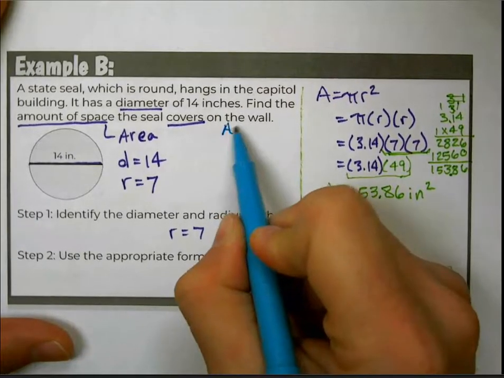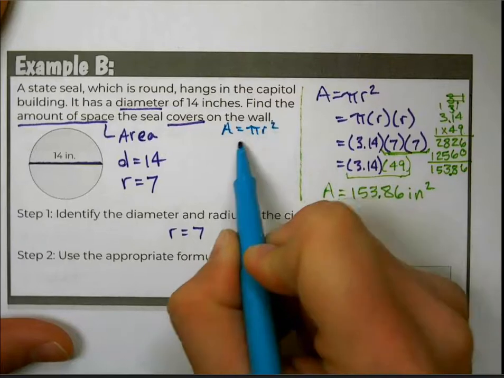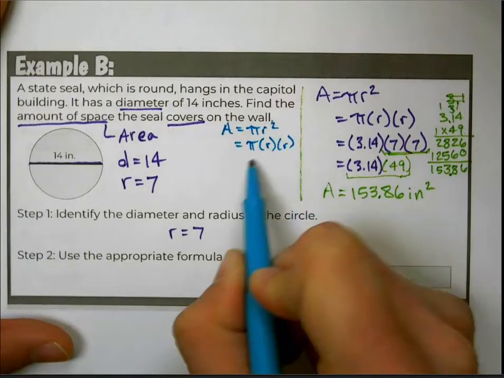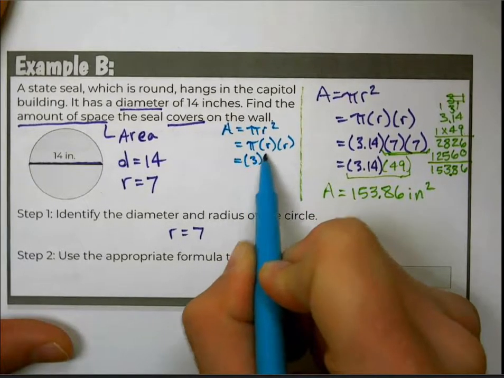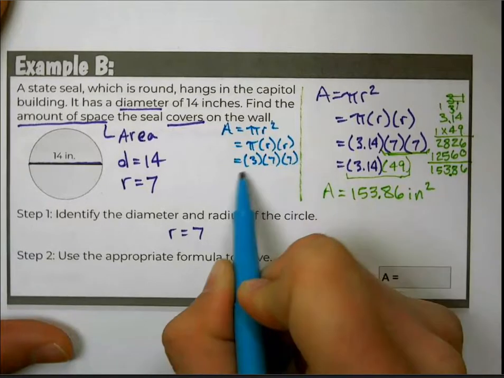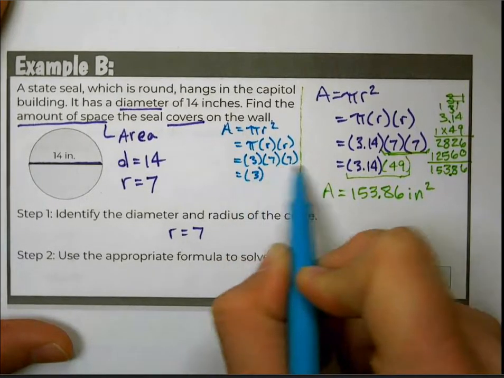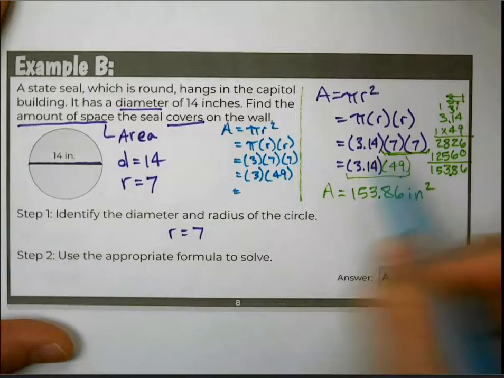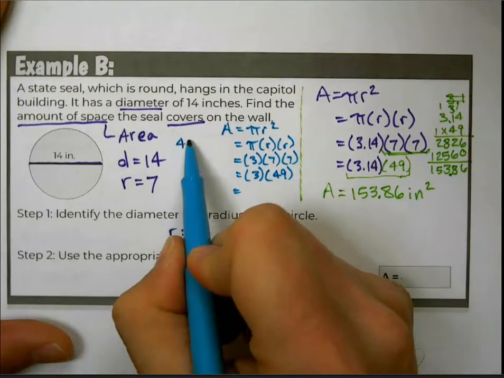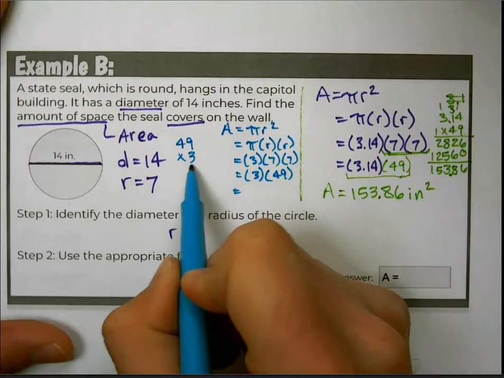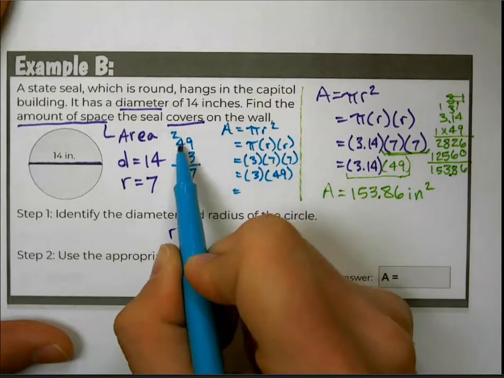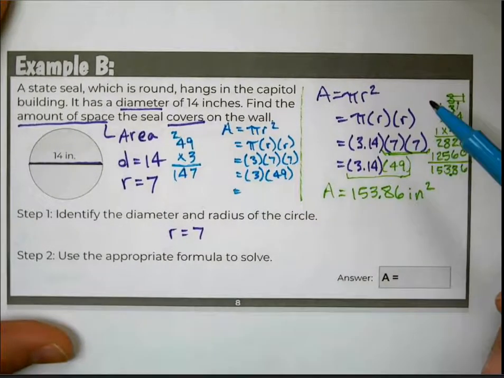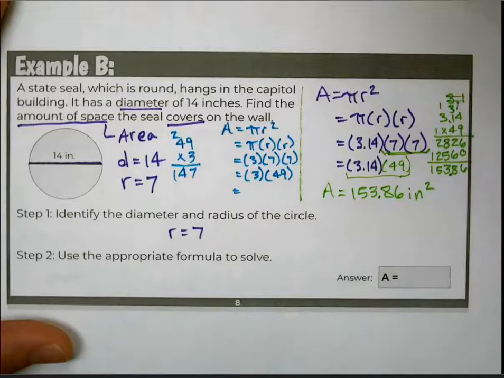So area equals pi r squared. You still use the same formula. Pi times radius times radius. So that's 3 times 7 times 7. So that's 3 times 7 is 49, just like we did right there. And now it's just 49 times 3. 3 times 9 is 27. 3 times 4 is 12 plus 2 is 14. Man, that multiplication was a ton easier than this multiplication.